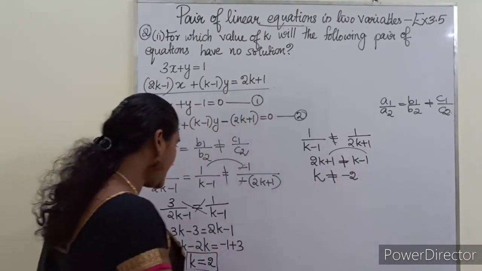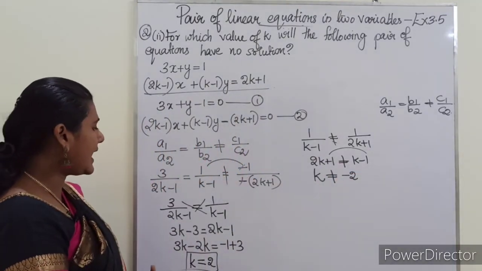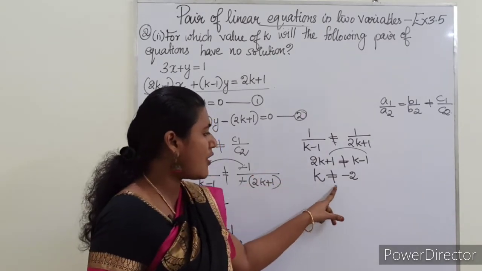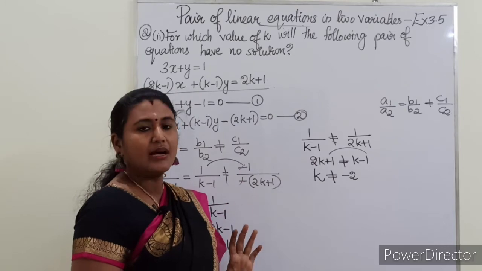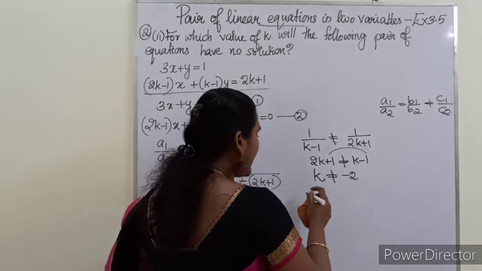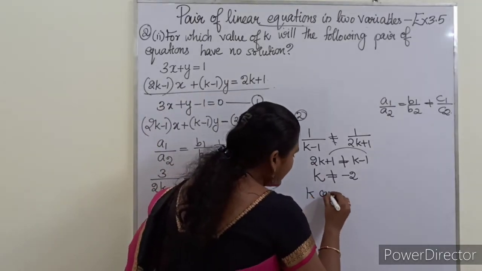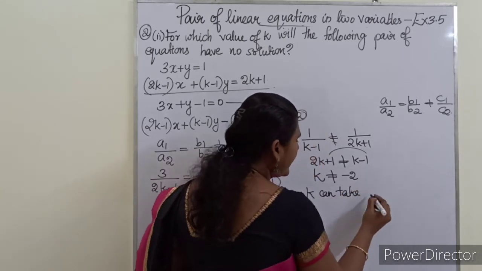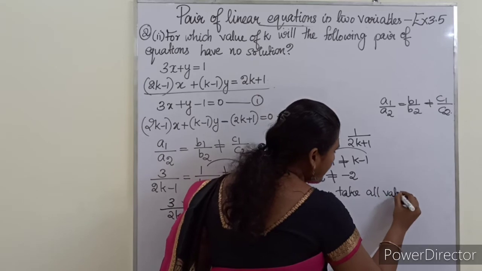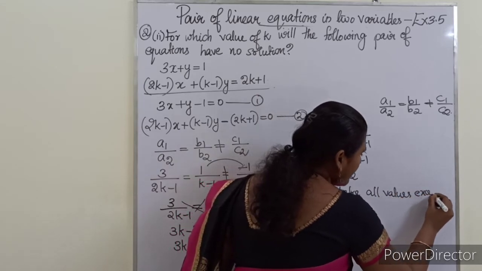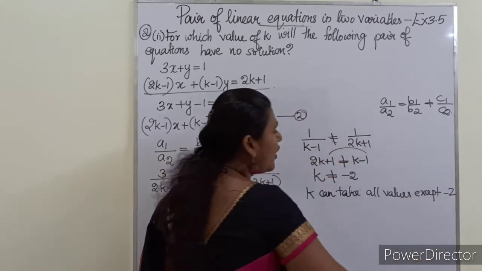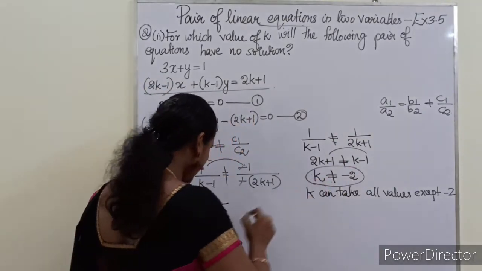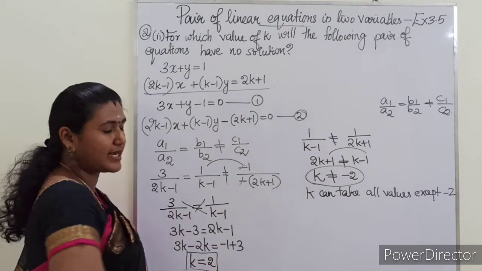So here, if you see, when you take the second and the third ratio, you get that k should not be equal to minus 2. What is its meaning? It means k can take all values except minus 2. That is, all the other values k can take. So this is the first condition and this is the second condition.